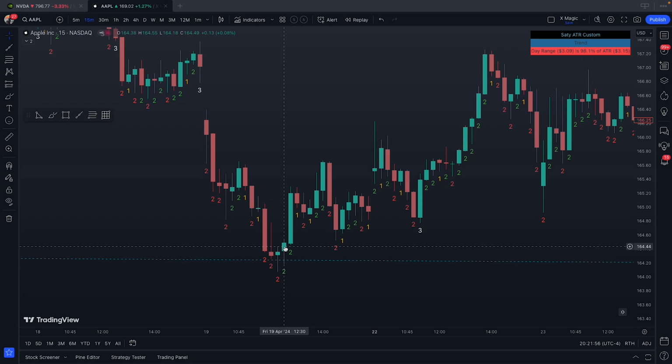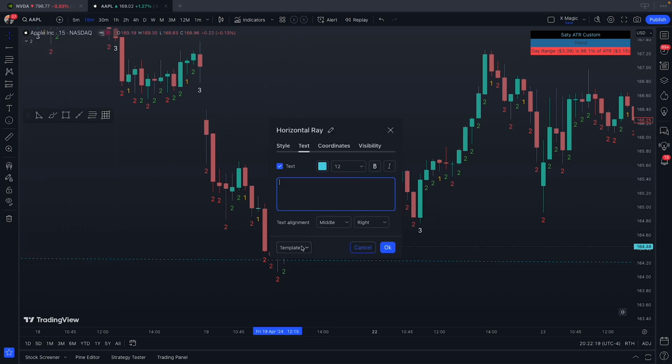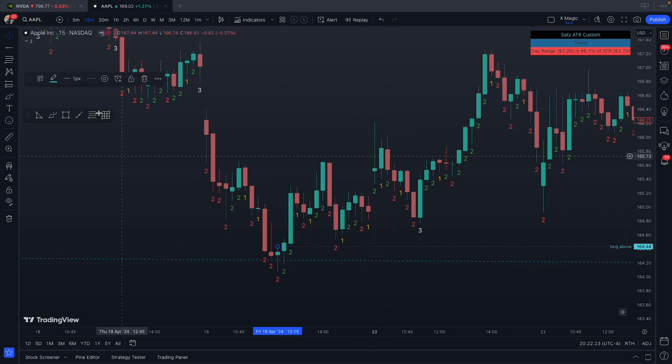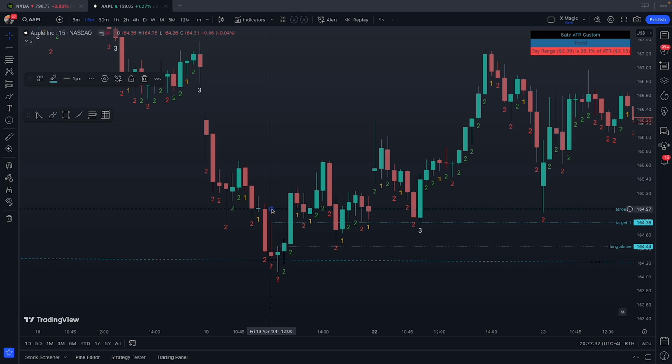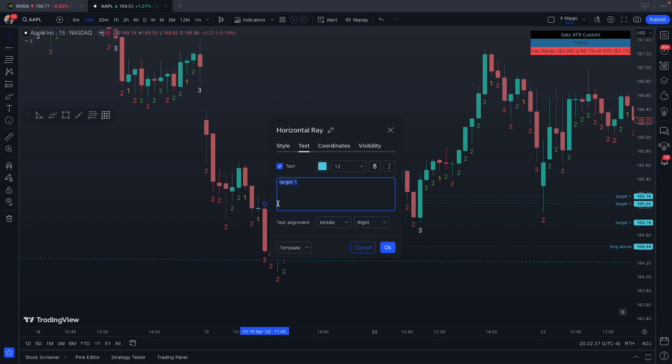As a strat user, we do not wait for candles to close. As soon as the candle breaks the high or the low of the previous candle, we are getting into that trade. Because if you wait for the candle to close, you're going to be late to the party. So in this case, I would go long above this level here. My first target is going to be the previous candle highs. So target 1. And then target 2. Target 3. So on and so forth.